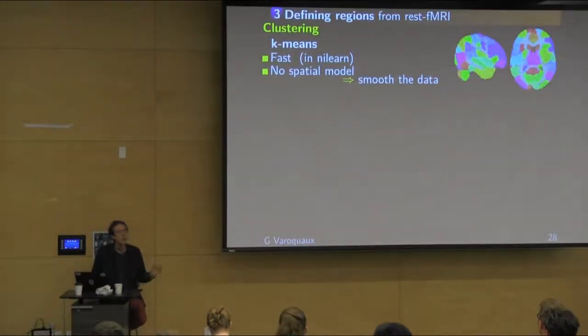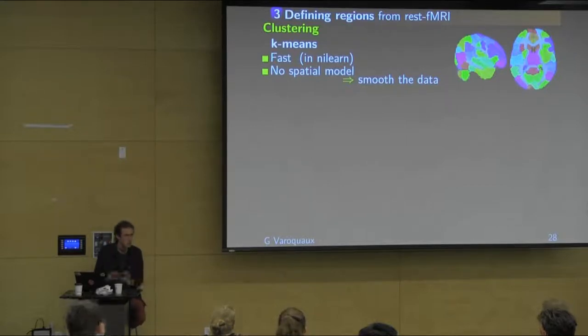So there are many ways we could be defining functional regions, and one of them is to use clustering. So the simplest clustering tool that we could use is k-means clustering. It's good because it's very fast, at least the implementation in scikit-learn that we use in Nilearn. It's limited because it has no spatial models, so the solution for this is just to smooth the data. By the way, this is a universal solution in fMRI. Smoothing the data always improves the result. It's not completely true, but there is some truth there.